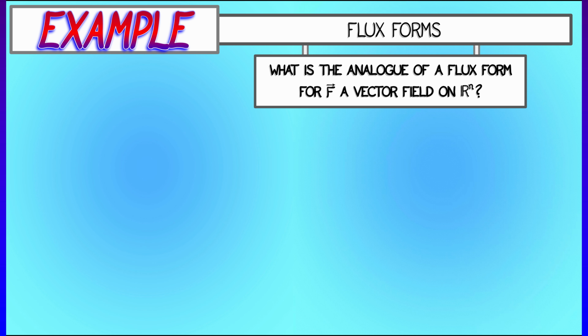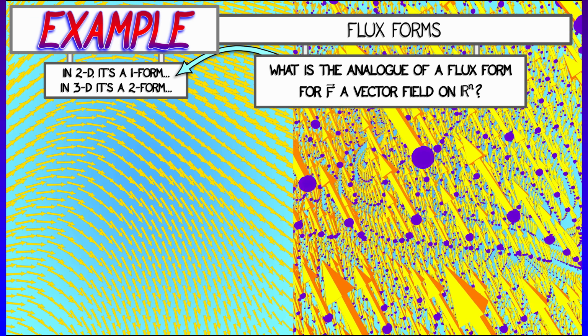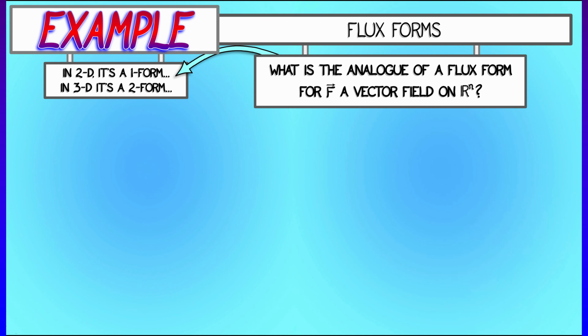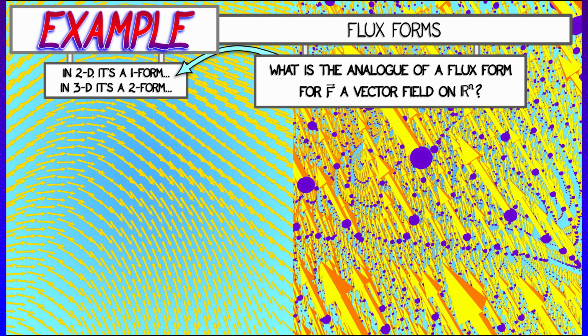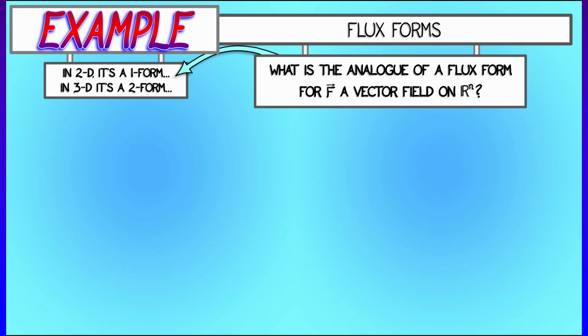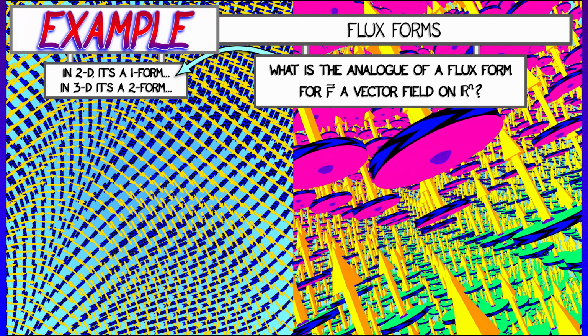Let's look at another example. Let's consider the question of flux forms. What is the analog of a flux form for a vector field f on Rn? Now, I remember that in 2D, flux was a one-form field, and in 3D, flux is a two-form field. I kind of see a pattern. In both of those cases, they were measuring something orthogonal to the vector field. And in 2D, it's oriented projected length, and in 3D, it's oriented projected area. So what's it going to be in n dimensions?